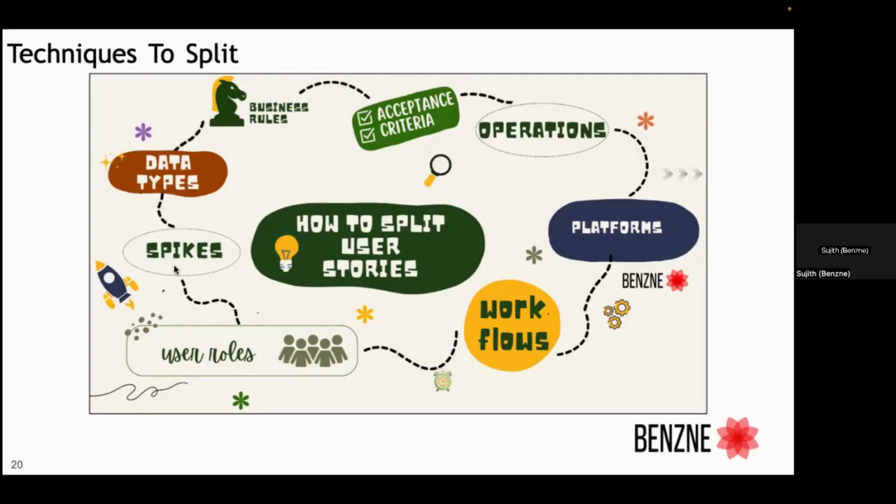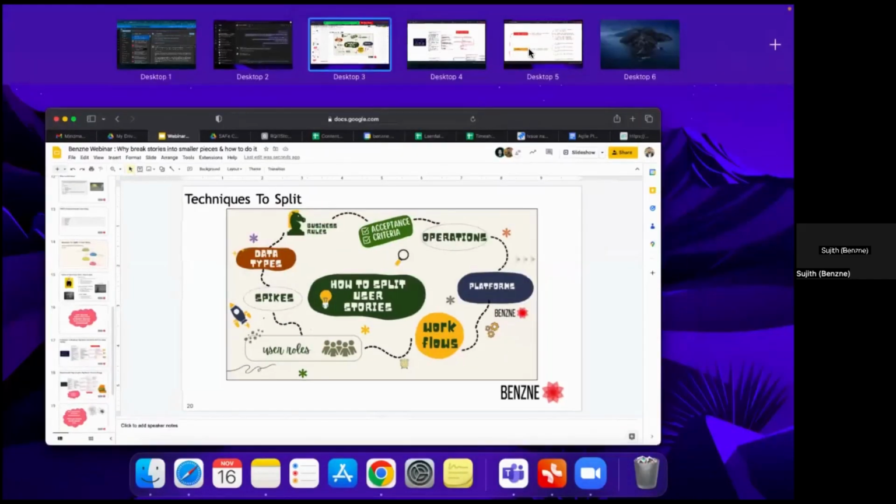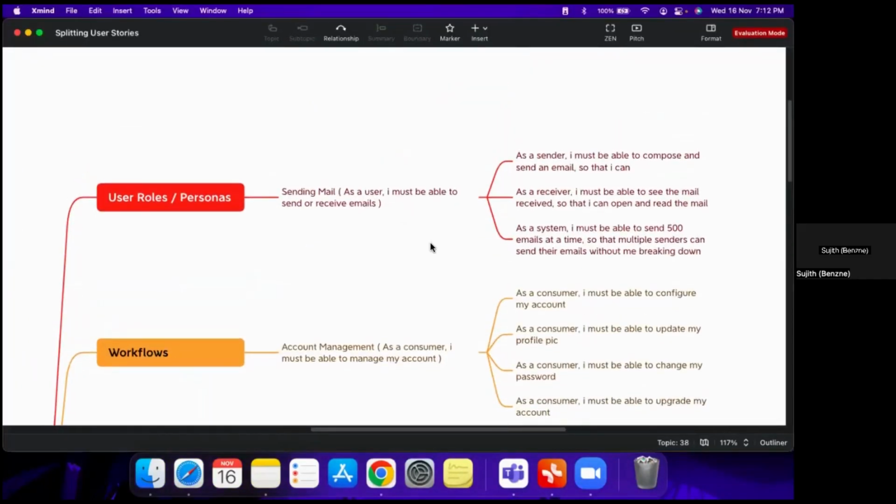First is spikes, the S in SPIDER. Second one is P, platforms or personas. Next one, I, interfaces, which are nothing but your platforms. D, data types, and R is for rules. We will explain with examples, guys. I will take you to a mind map which we have prepared, which will give you more insights.